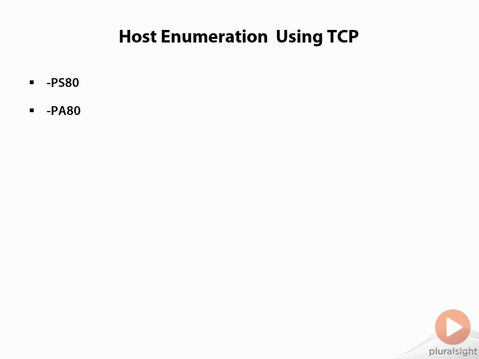NMAP has two options for performing host enumeration using TCP packets, the -PS and the -PA options. Both of these options operate on port 80 by default, but other ports, lists, or ranges may be specified. Notice there's no space between the option and the port specification.